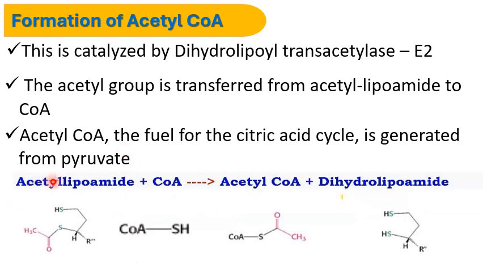So what we are seeing is that the acetyl lipoamide plus CoA-SH, which is coenzyme A, will give you acetyl-CoA plus dihydrolipoamide. Now you see that this dihydrolipoamide is now fully reduced. Okay, initially we said it was half reduced because there was an acetyl group attached to one of the S, but now the acetyl group has been transferred to coenzyme A to form acetyl coenzyme A, giving us the reduced form of the lipoamide.